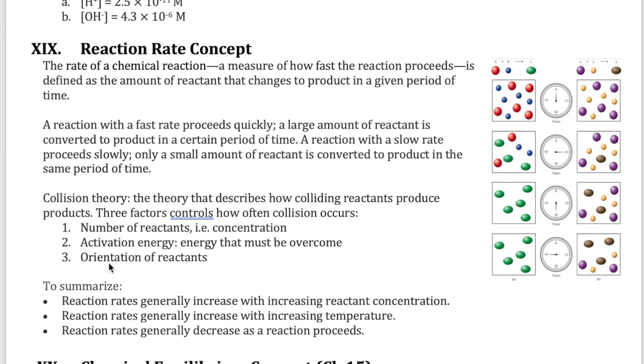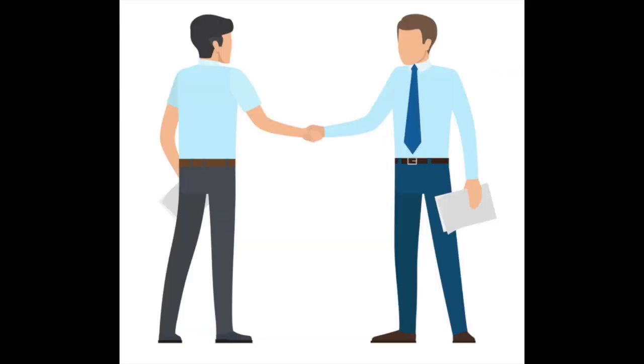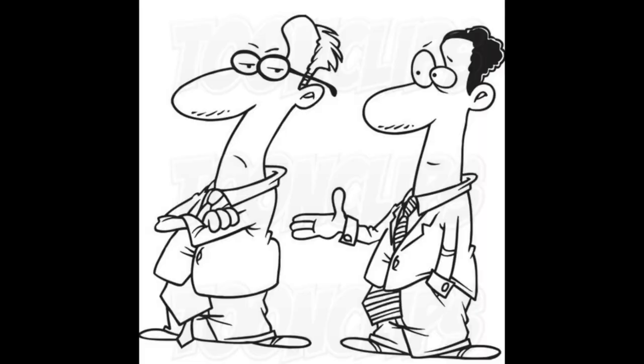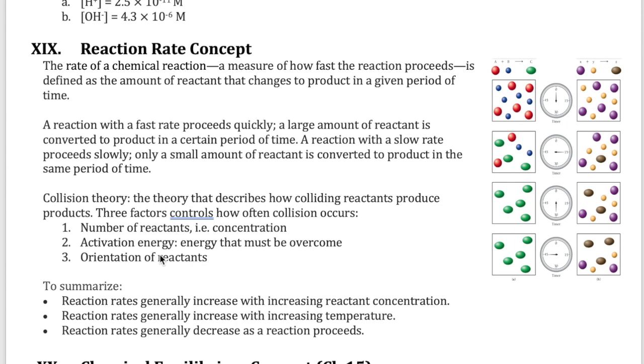The last point is about the orientation of the reactants. The way reactants make new bonds and break old bonds is they have to be in the same orientation. So think about two people coming together to shake hands. They have to be facing one another for them to be able to shake hands with each other. If one person is facing the opposite way, then that handshake will not take place. That's the same idea about the orientation of the reactants: the reactants have to be facing each other in a certain way for those bonds to be made. And if that doesn't happen, then you're not going to get products.